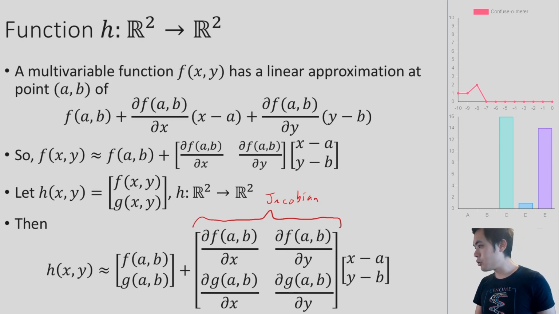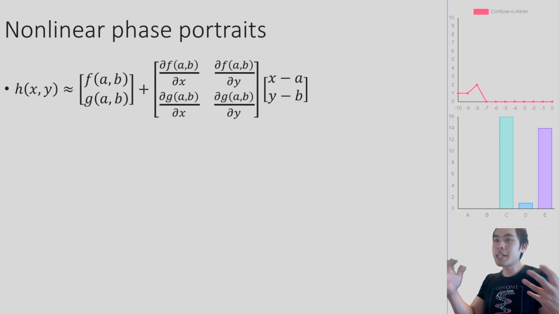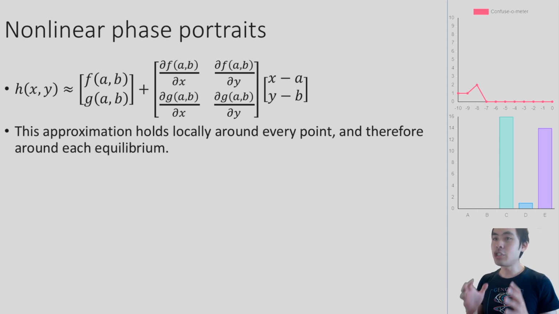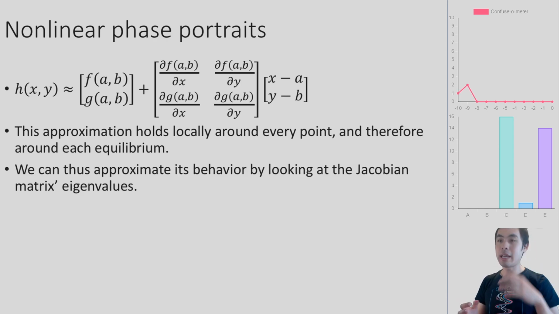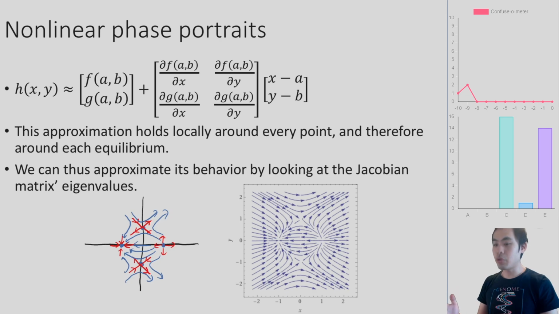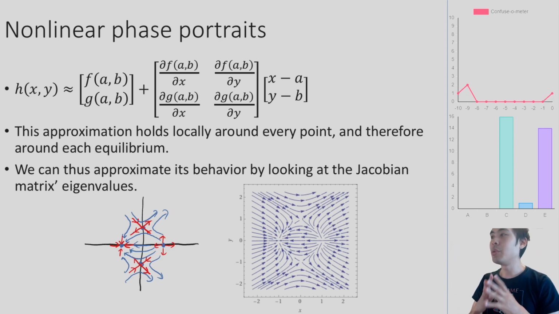And this brings us to nonlinear phase portraits. So remember, h of x, y is approximately equal to this constant plus the Jacobian times some vector. And this approximation holds locally around every point and therefore around each equilibrium. And that means you can approximate the behavior by looking at the Jacobian matrix's eigenvalues. And that brings us to these local phase portraits where you look at each of these equilibrium values and then you look at the linearization, so the Jacobian around each of those equilibrium values, which tells you the behavior around each of those points.